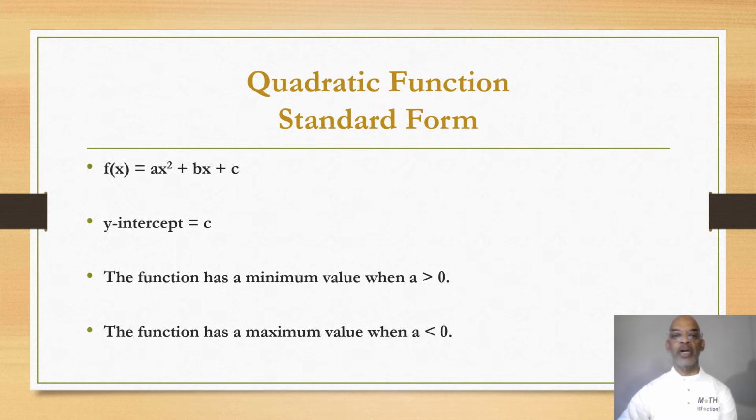Standard form for a quadratic function: f of x equals ax squared plus bx plus c. We readily see the y-intercept is the value of c. The graph will have a minimum value and open up when a is greater than 0. It will have a maximum value and open down when a is less than 0.